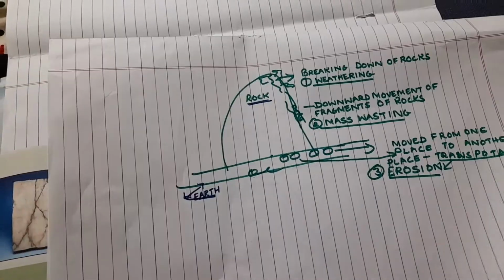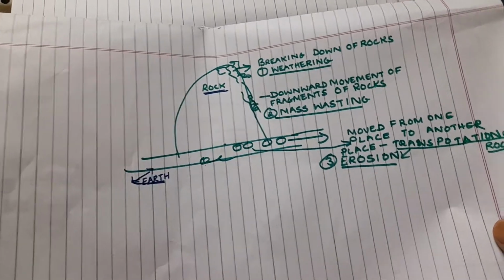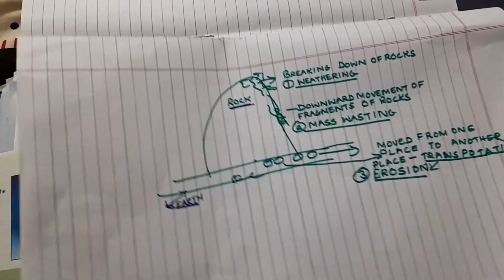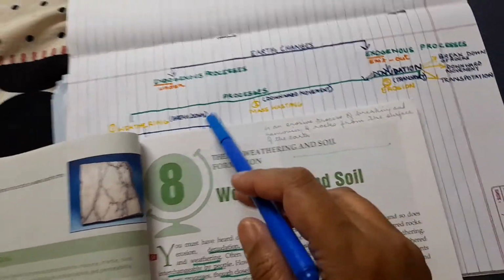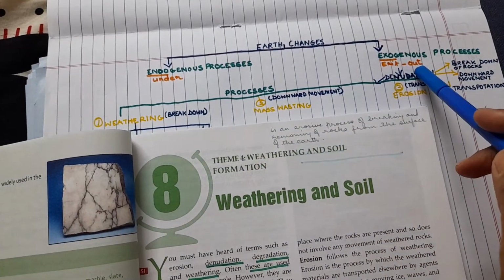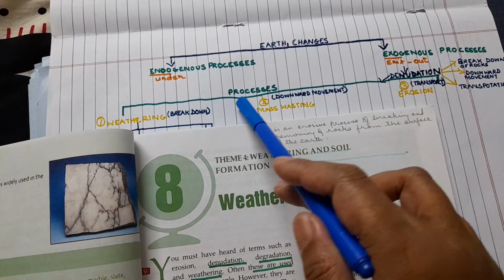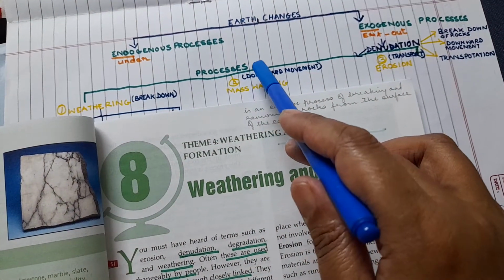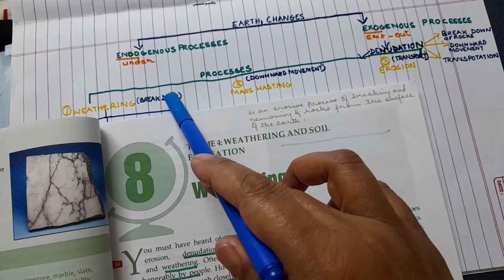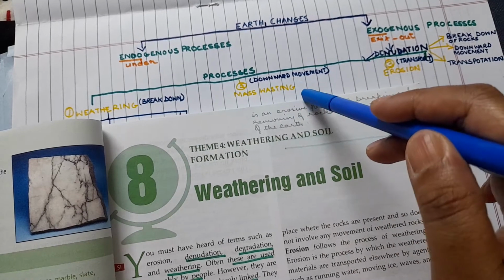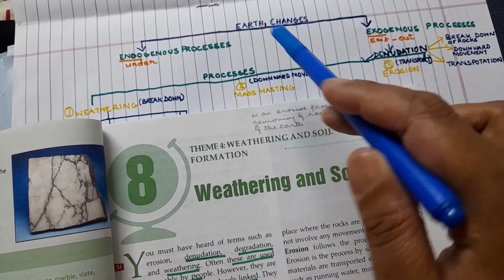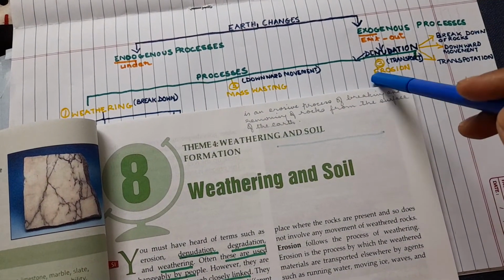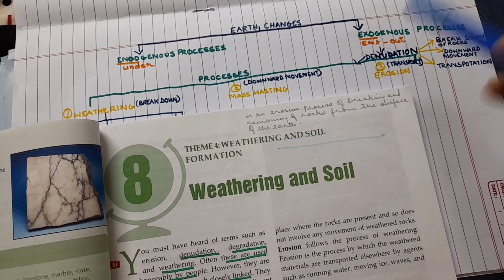So I hope I have been able to be a little clear. You are a little clearer with what happens in denudation. So now we go back to the previous flow chart. So this denudation has these three processes, the way I have just explained through the diagram. These three processes of denudation are weathering, mass wasting, which is downward movement of the rock. Weathering is breaking down of the rock, and erosion is transportation of these broken pieces of rocks.